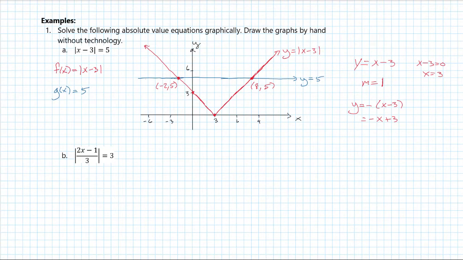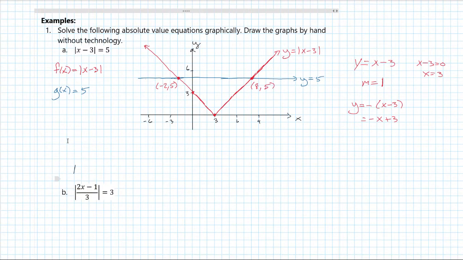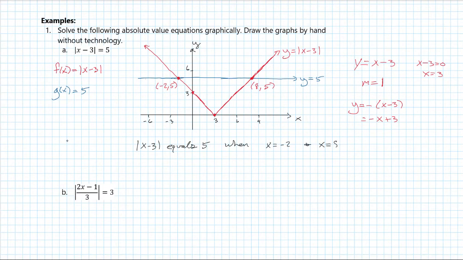So from this, I can see that the absolute value of x minus 3 is going to equal 5 when x equals negative 2 and x equals 8. So we can say that the solution set is the set containing negative 2 and 8. That's it. That's all we got to do.